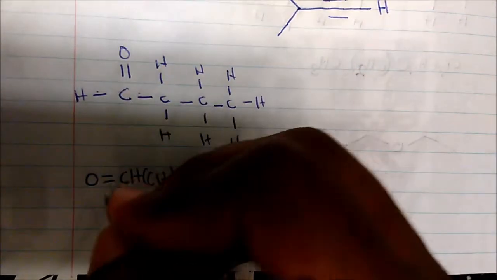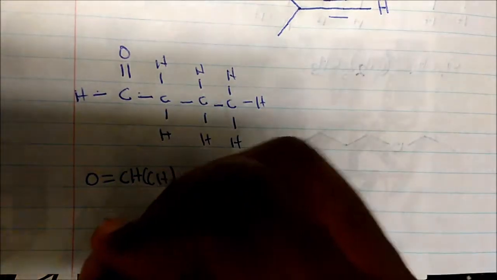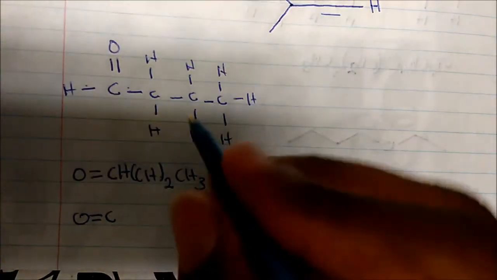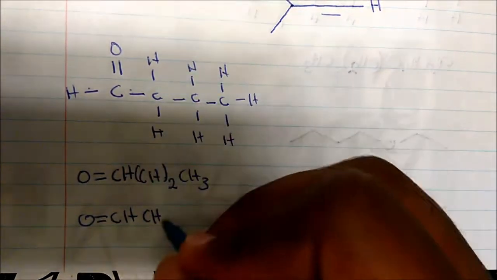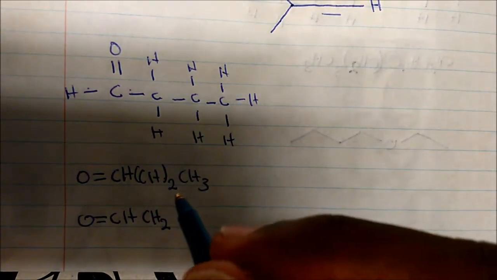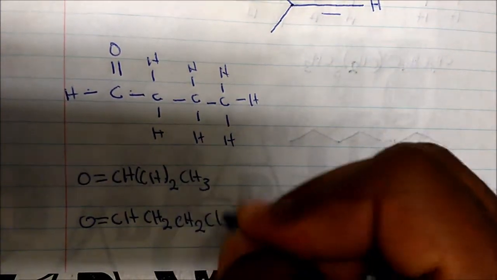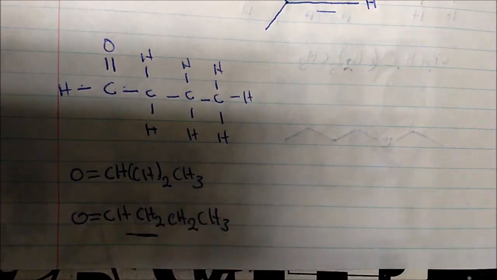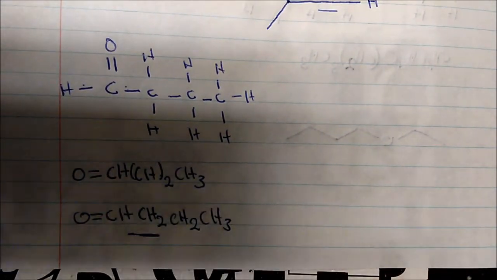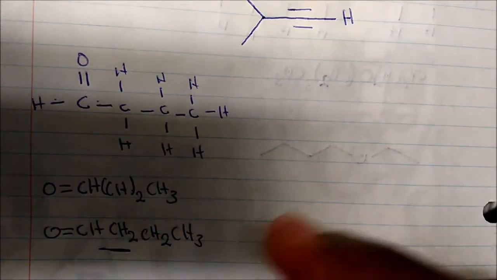Another way, and I think the more common way, would be to draw a carbon-oxygen double bond, have our CH, have our CH2, have another CH2, and then our CH3. So this will also work. In fact, I would actually go with this one. This one is more common, but again, the idea is that we want to get it as condensed as possible. So this would be the condensed structure.